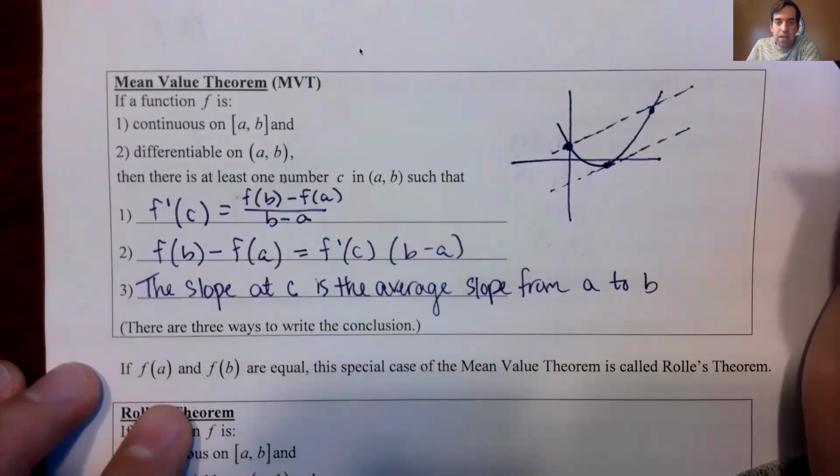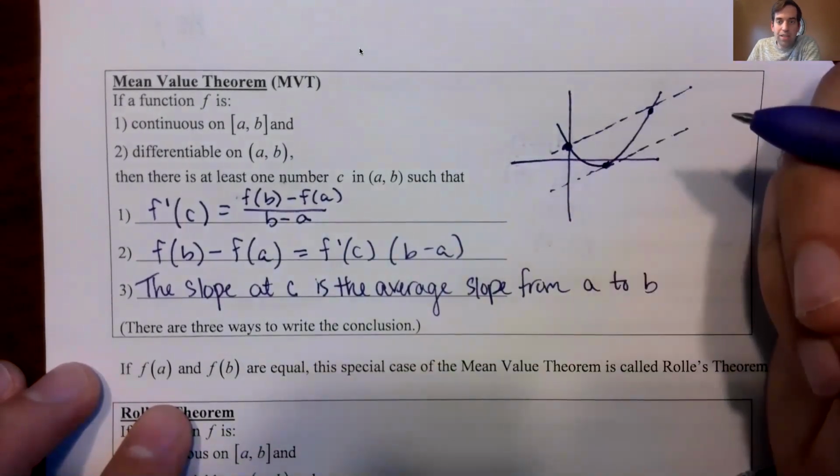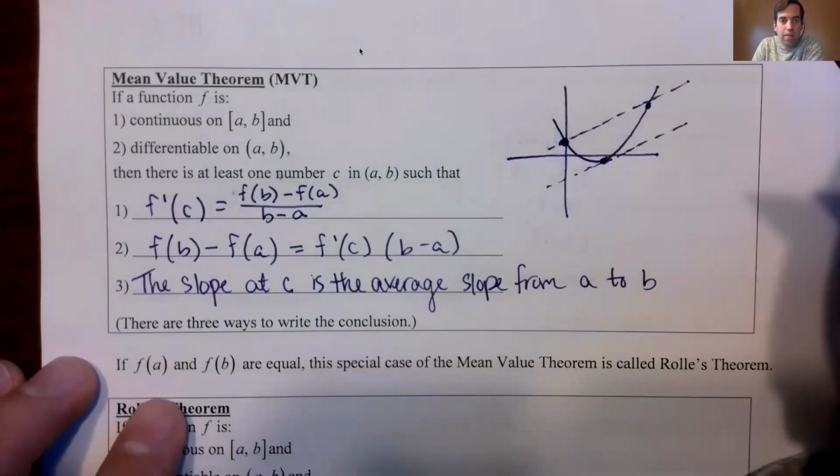You can see that has the same slope, and that's always going to happen at least one point between those two endpoints. All right, my screen is lagging right now, so I'm going to pause for one second, and then we'll keep going.